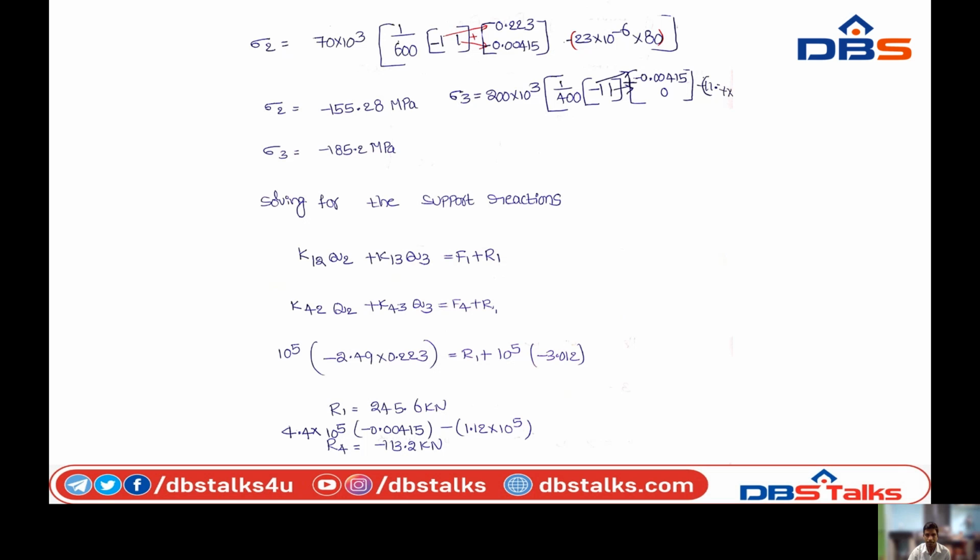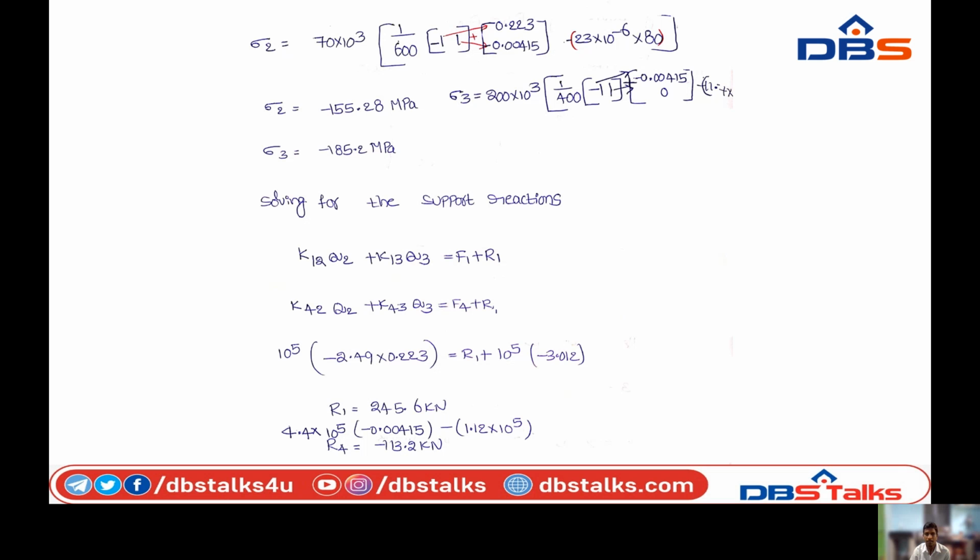Next, solving for the support reactions. That means finding the reactions here. First of all, I am writing for nodes 1 and 4, which are fixed, for finding support reactions. I am taking the stiffness matrix K12 Q2 plus K13 Q3, which will be related to the force vector plus reaction forces. Next, K42 Q2 plus K43 Q3. In the two equations I am using the nodal displacements, Q2 and Q3.